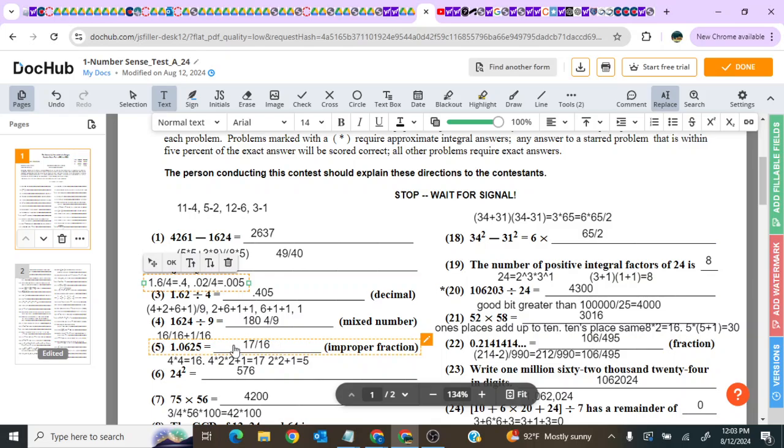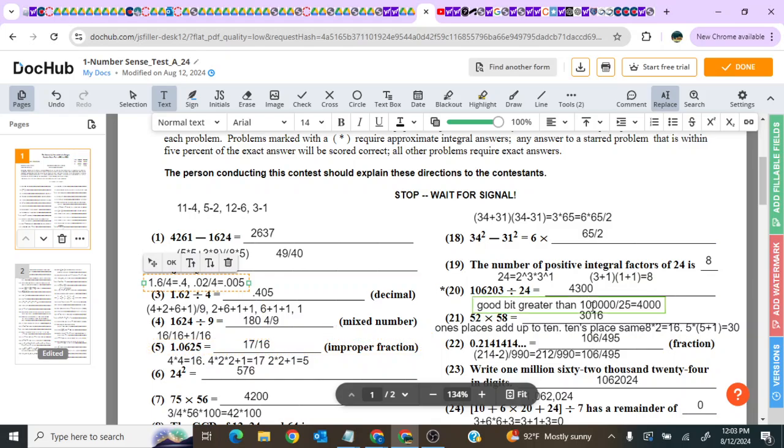Number 5, okay, well, 1 is just 1, so we have 1 plus 0.0625, which should be a fraction you know as 1 over 16. So it's just 1 plus 1 over 16, or 17 over 16.